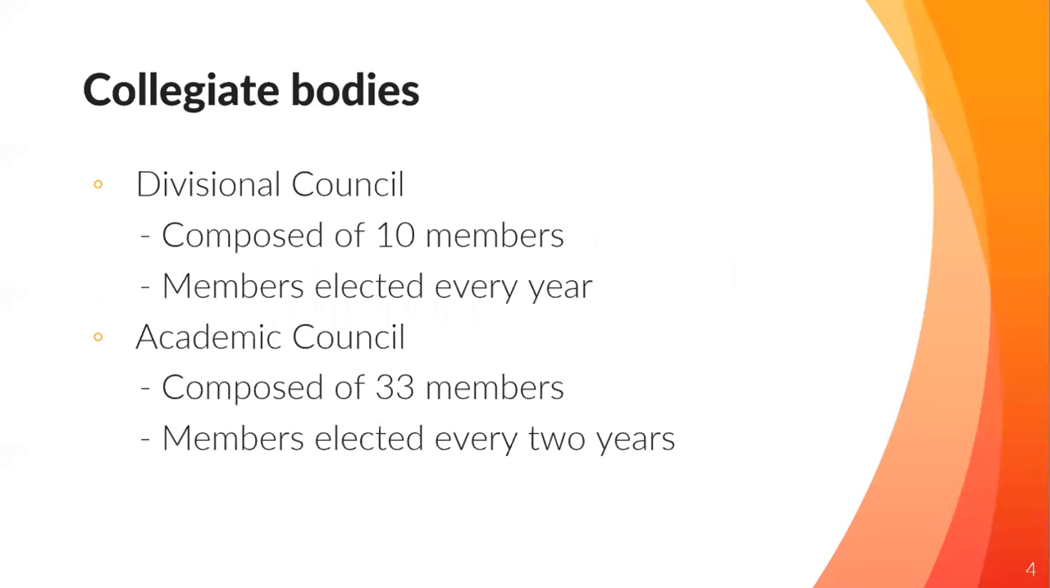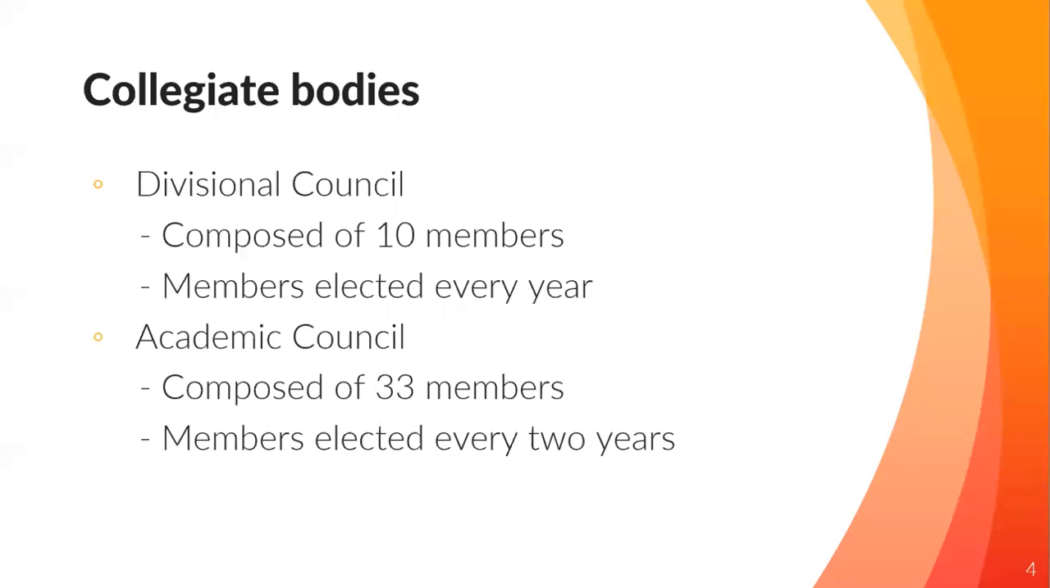Well, our university has two collegiate bodies. The Divisional Council, which is the body in charge of making decisions at the division or faculty level, such as the approval of study plans and programs, the approval of programs of social service, the approval of school equivalences for students, the approval of optional courses, among others.